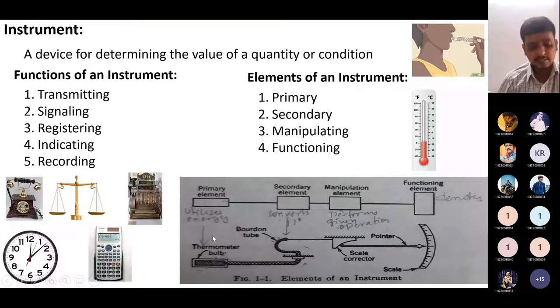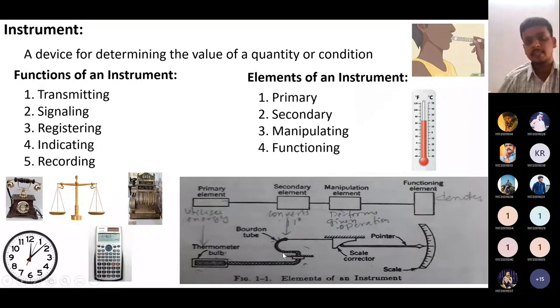And the next one is the secondary element. The secondary element will convert the condition produced by the primary element. So what is the primary element's condition? The displacement of the mercury. And that displacement will be received by the Bourdon tube, which is called a secondary element. And it will produce a useful function, so that the instrument can read the particular value at this particular bulb.